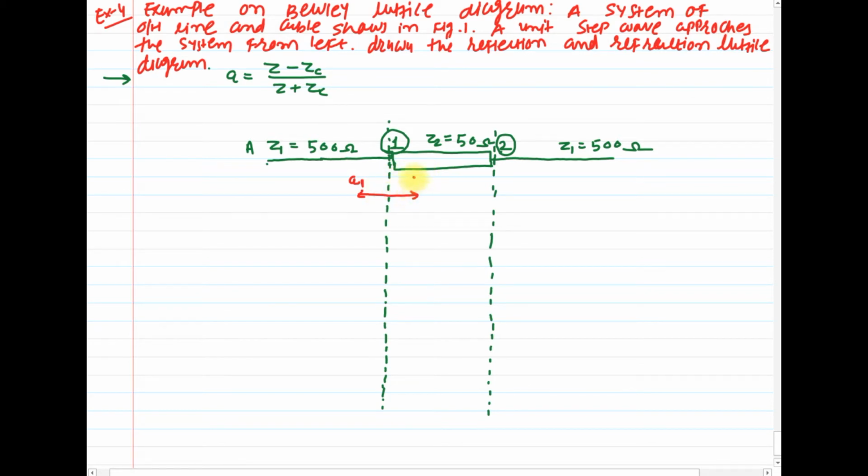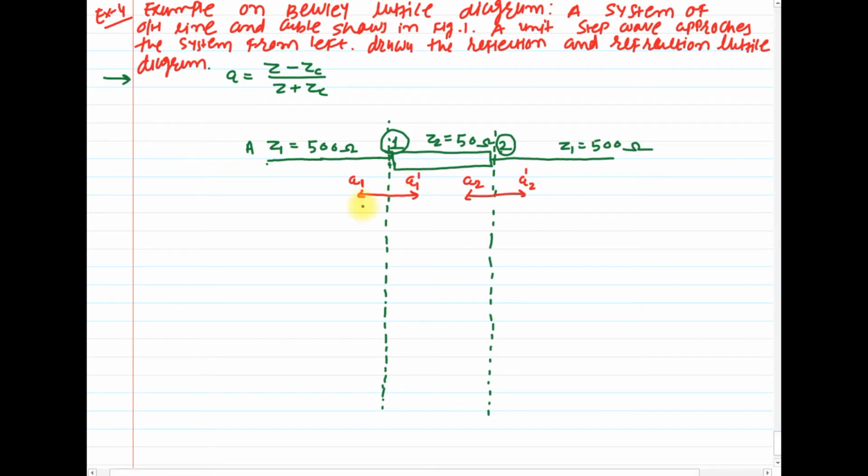Then similarly A1 dash. In the same way over here at junction 2, if it is reflected at the left hand side, then it is A2 as at junction 2, and if it is reflected at the right hand side, then it is A2 dash.